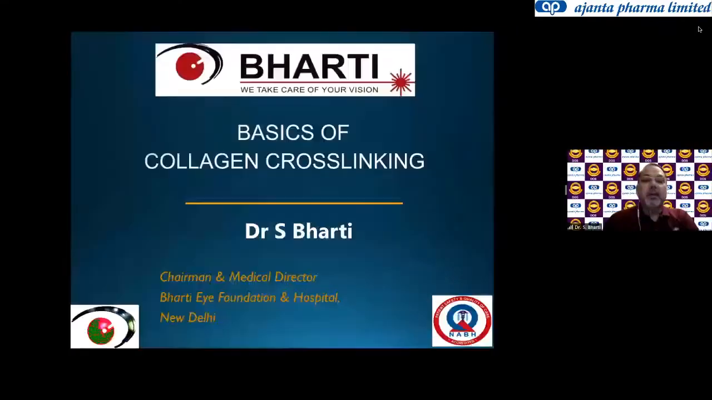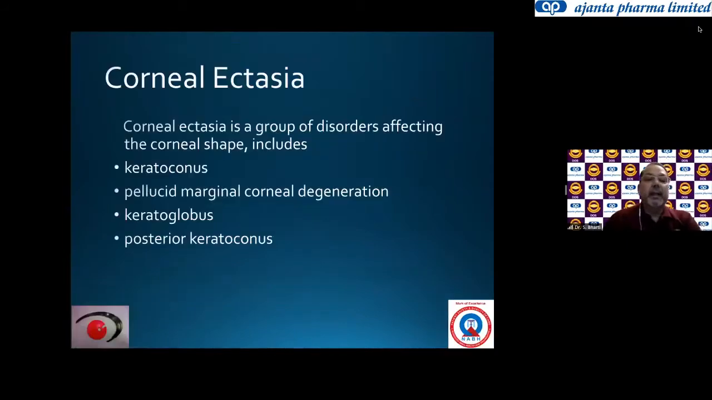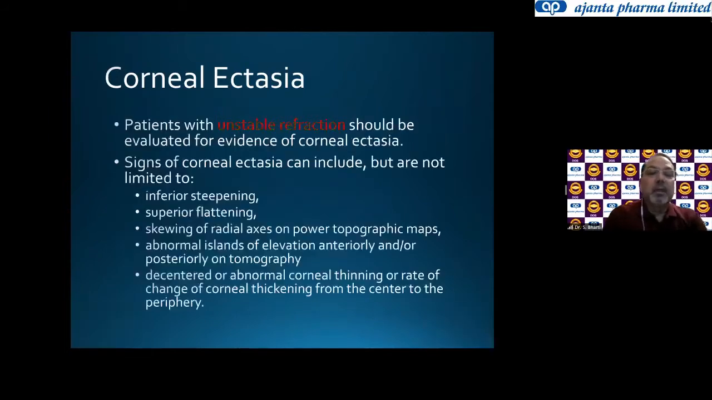So I'll be talking about corneal cross-linking, basics of corneal cross-linking. And as we have already heard, Dr. Rajiv, this is a group of disorders affecting the corneal shape, and it includes pellucid marginal corneal degeneration, keratoglobus, posterior keratoconus, in addition to keratoconus, which is our main focus right now.